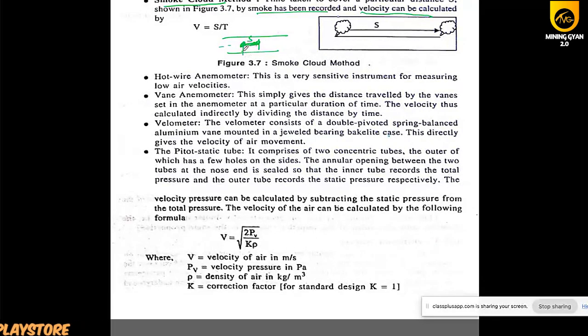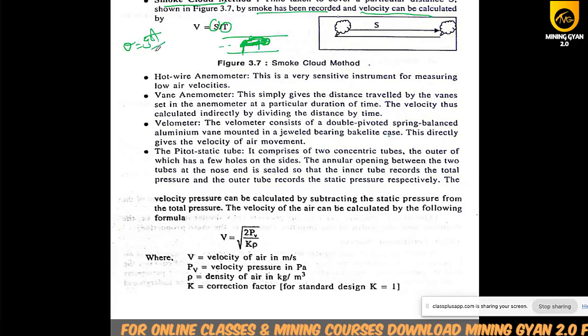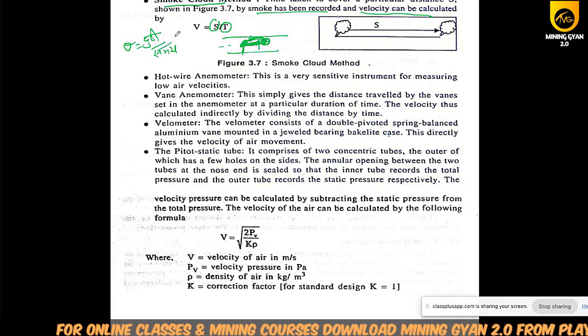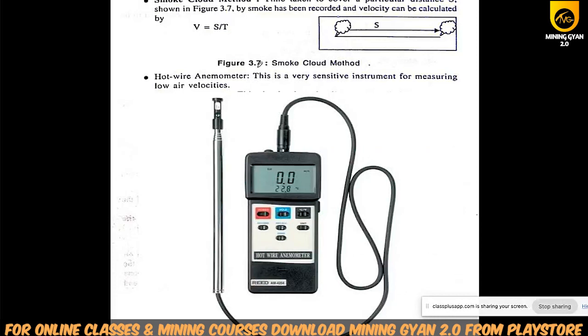So in the district, the smoke will travel, and if it travels a distance, you will measure the velocity, that means distance divided by time. You have read v equals distance divided by time, that means distance by time. From this you will find out the velocity. Another instrument is the hot wire anemometer.